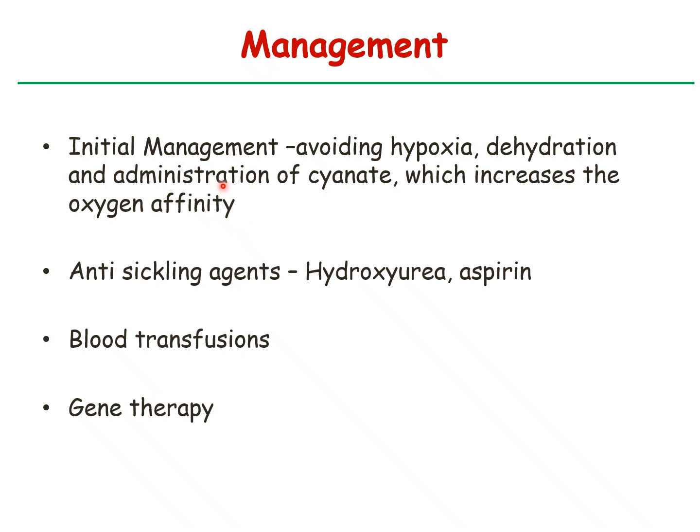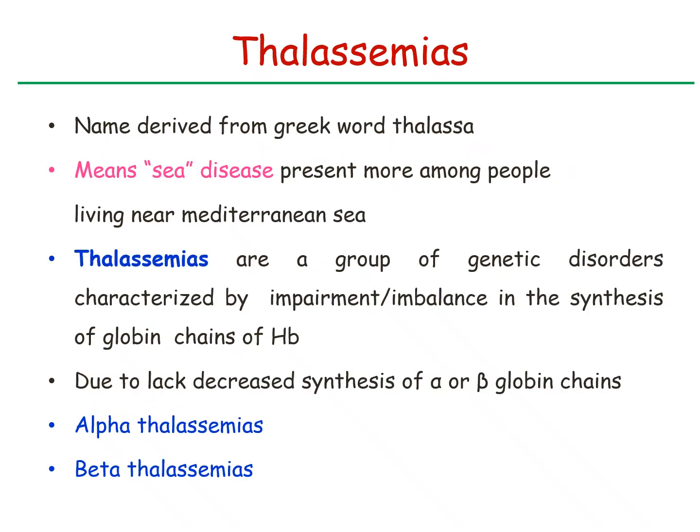Management: initial management is avoiding hypoxia and dehydration, and administration of cyanate, which increases the oxygen affinity. Anti-sickling agents also will be added: hydroxyurea, aspirin, and in severe cases blood transfusions may happen. At last, gene therapy. So next comes thalassemia. Here we have finished sickle cell syndrome, sickle cell disease, and trait, and the disorders I have shown as a diagrammatic explanation. If you're good, you can draw the diagram, and explaining it means we'll be giving more marks.